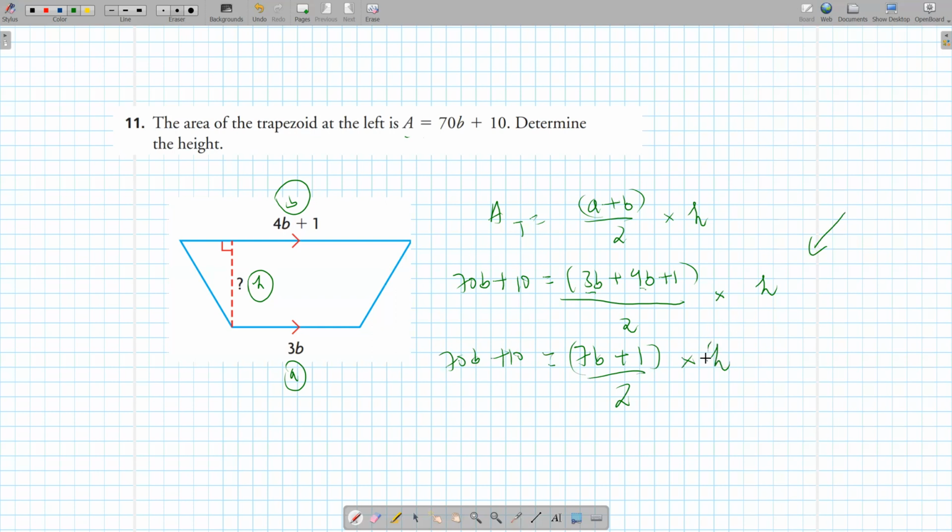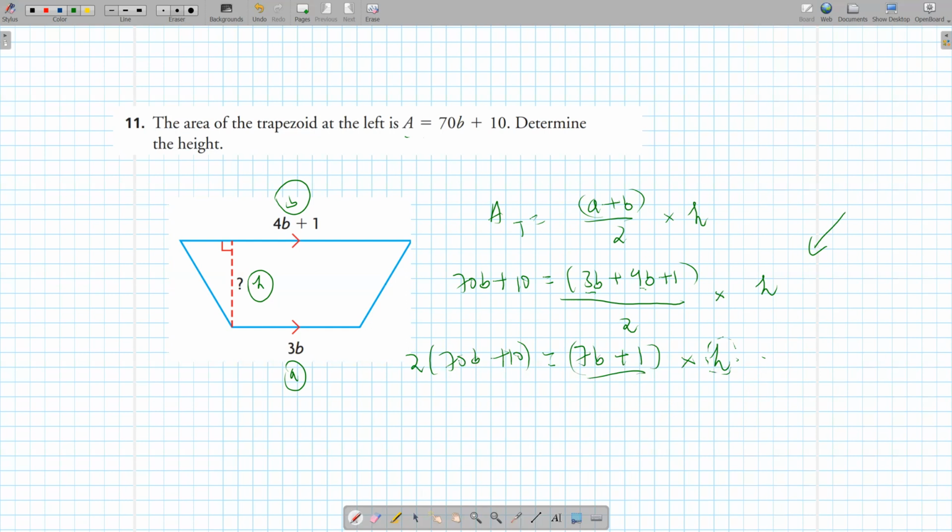We're trying to isolate the height. We need to get rid of this term. What do we do on both sides? You multiply by 2. Is that right? Yeah, we first multiply by 2. So now the denominator is gone. Now what do we do?